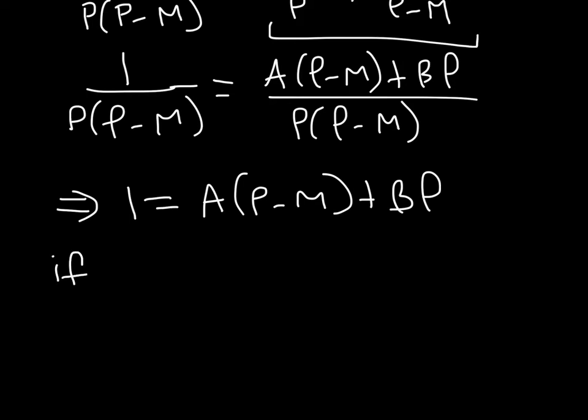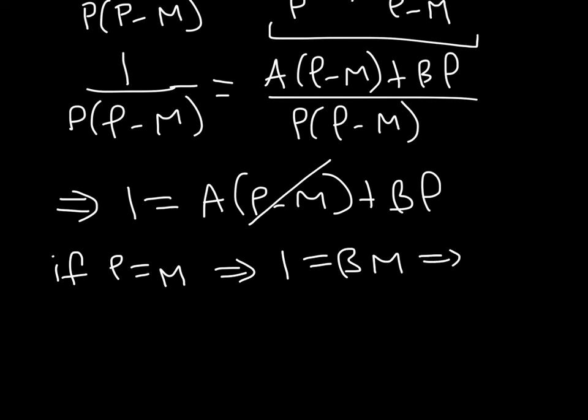Okay, so here if P is equal to M, then we know 1 is equal to BM, right? Because if P is equal to M, then we know this guy is gone. And so we get 1 equals BM. And if we solve for B, that's just 1 over M. Okay, so I have my coefficient B.